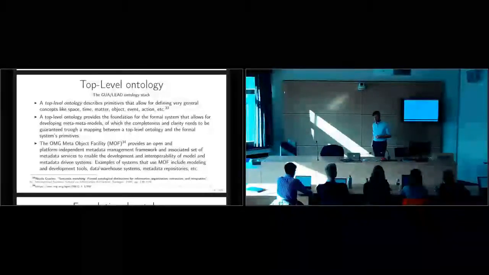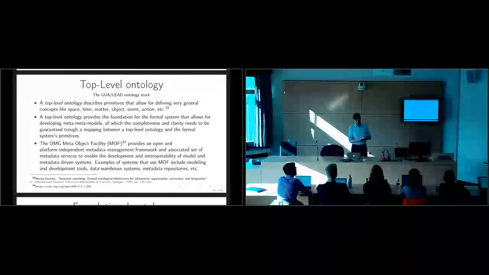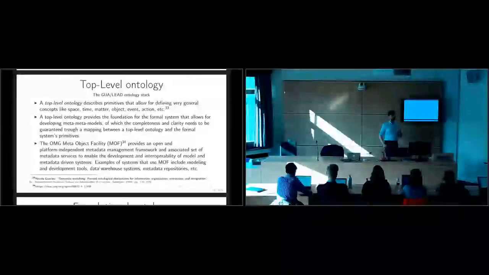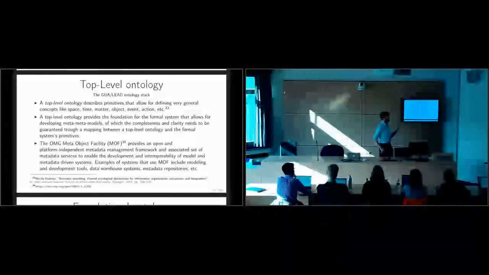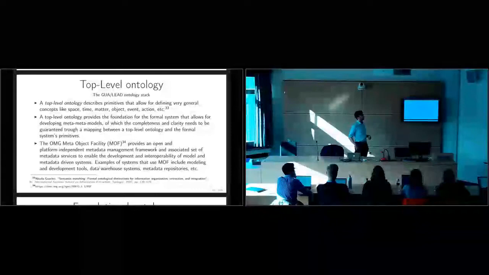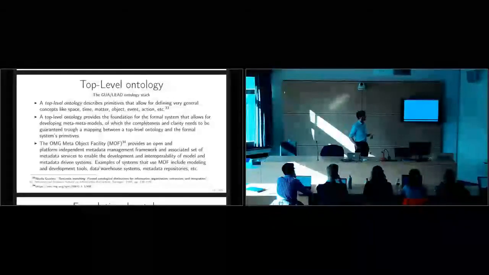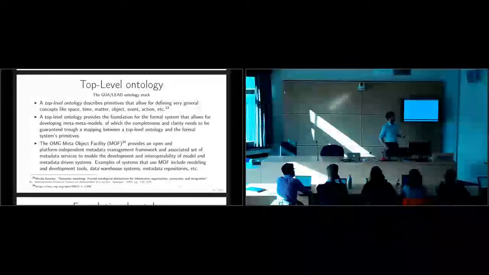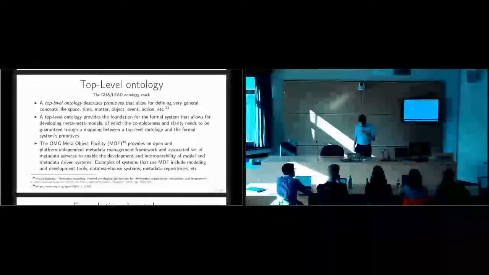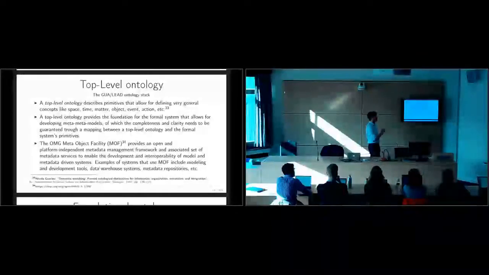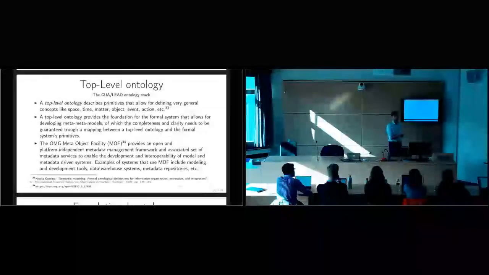The highest level in our ontology stack is the top-level ontology. A top-level ontology describes very generic concepts. Actually, it's the most generic ontology you have, and it describes how you should describe other stuff. It describes primitives that allow for defining very general concepts like space, time, matter, object, event, action, and so on. In GUA lead, we use the OMG's meta-object facility.